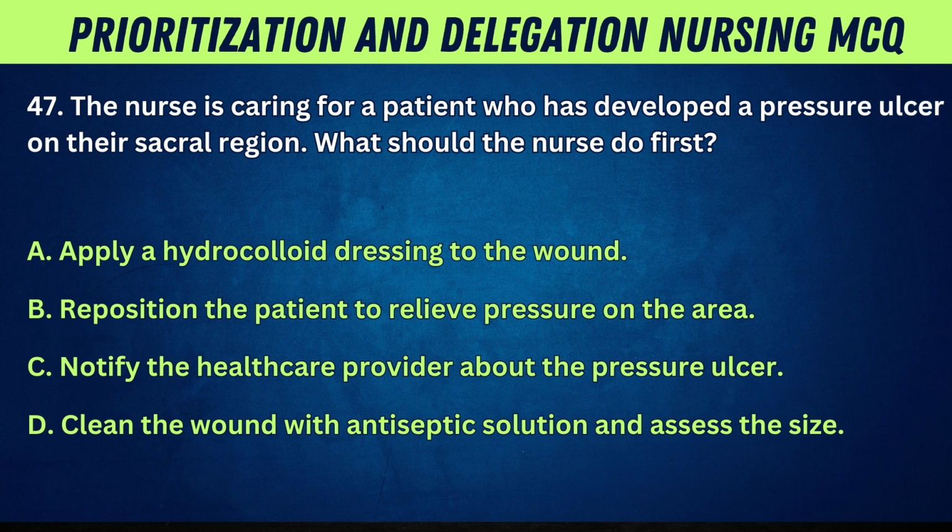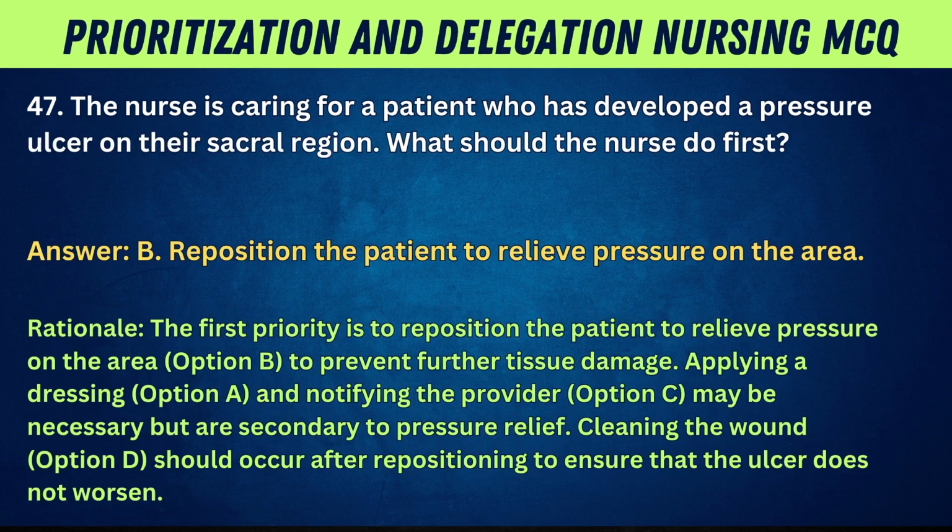47. The nurse is caring for a patient who has developed a pressure ulcer on their sacral region. What should the nurse do first? A. Apply a hydrocolloid dressing to the wound. B. Reposition the patient to relieve pressure on the area. C. Notify the healthcare provider about the pressure ulcer. D. Clean the wound with antiseptic solution and assess the size. Answer: B. Reposition the patient to relieve pressure on the area.